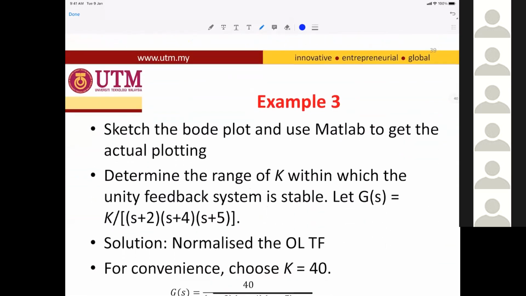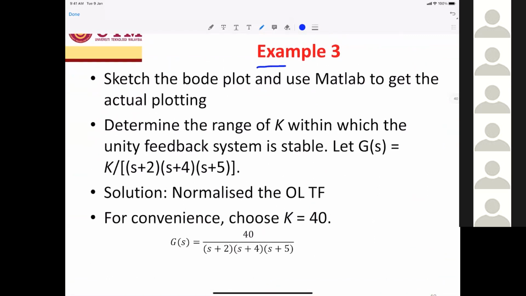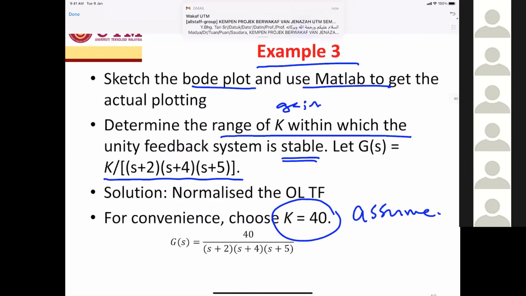So sketch both plots, and use MATLAB to get the actual plotting. Determine the range of K within which this is example 3, okay? First, sketch the Bode plot, use MATLAB to get the actual plotting, and determine the range of gain K, which the unity feedback system is stable. So let G be equal to K over (S plus 2)(S plus 4)(S plus 5). For convenience, choose K equal to 40. Assume it.